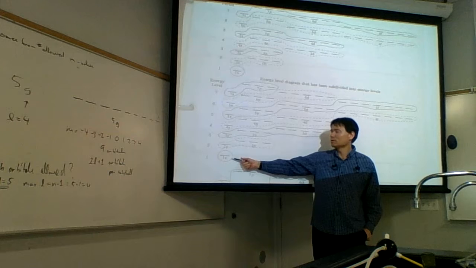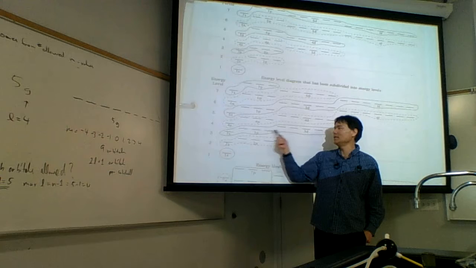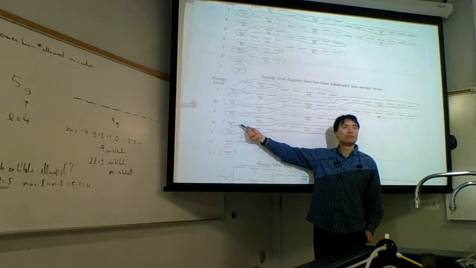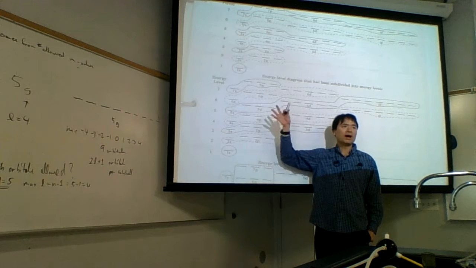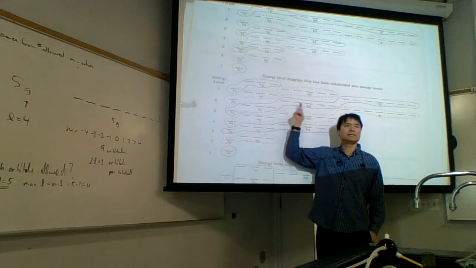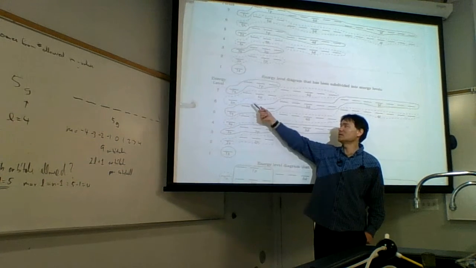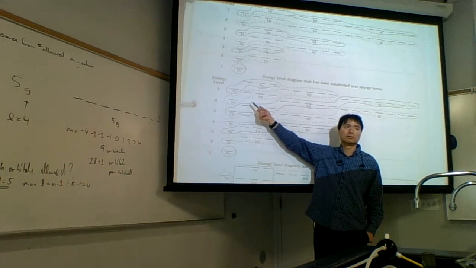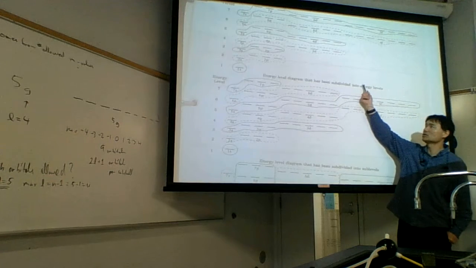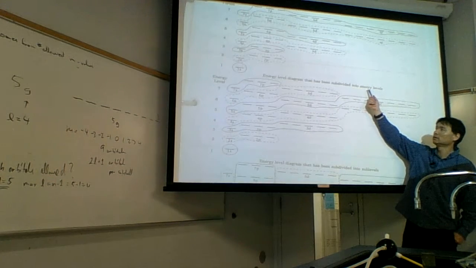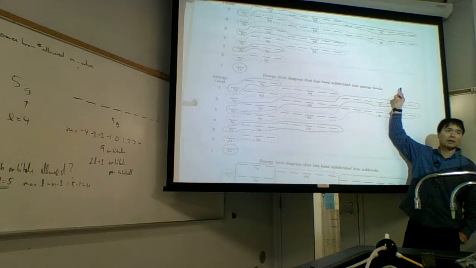So n equals 1, 1 sublevel. N equals 2, 2 sublevels, S and P. N equals 3, 3 sublevels, S, P, D. N equals 4, 4 sublevels, S, P, D, F. N equals 5, 5 sublevels, S, P, D, F, and G. N equals 6, how many sublevels are there? 6. S, P, D, it's not drawn here, but what would be after D? F, G, and H.